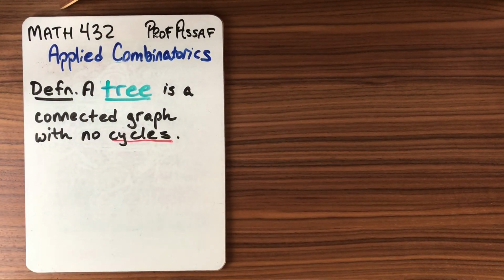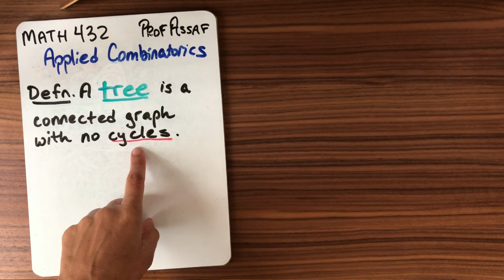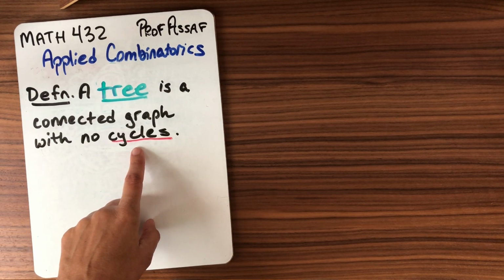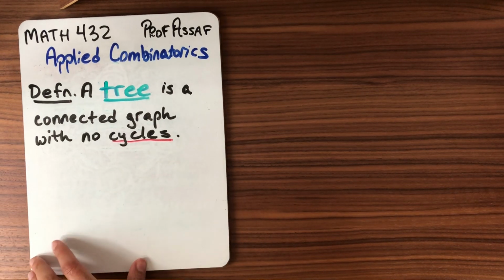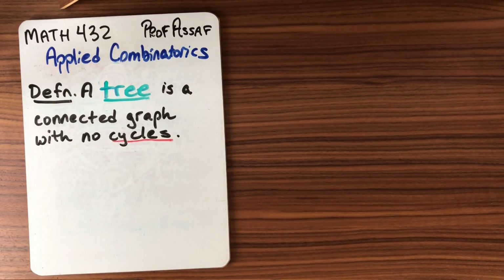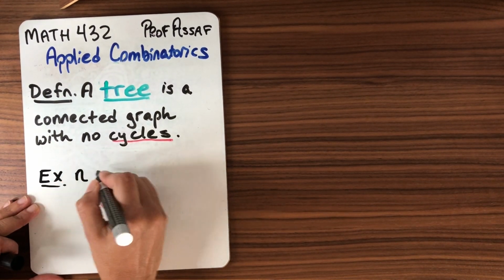A tree is a connected graph that contains no cycles. In particular, if it has no cycles, there cannot be a loop that would constitute a cycle from a vertex to itself, and there cannot be multiple edges between two vertices because those would constitute cycles. So it's in particular going to be a simple graph. But let's look at some examples, and let's think about the number of vertices.